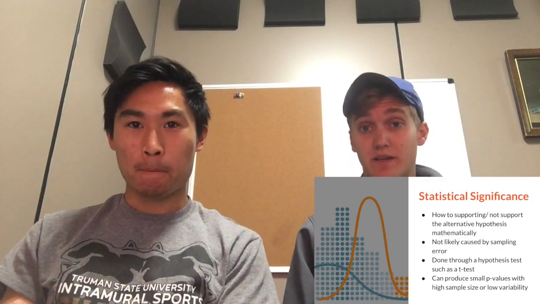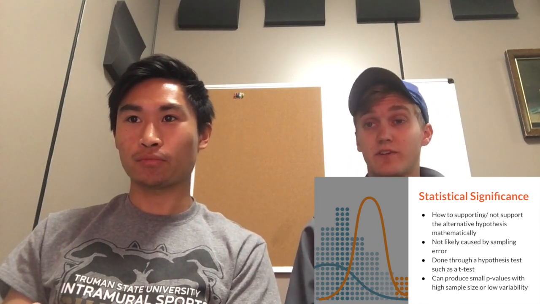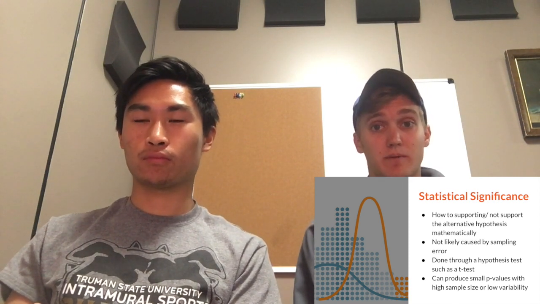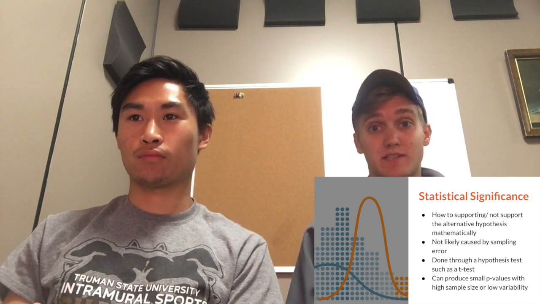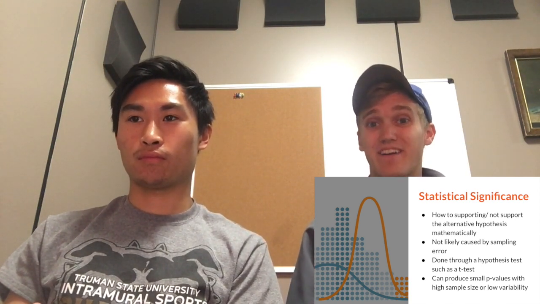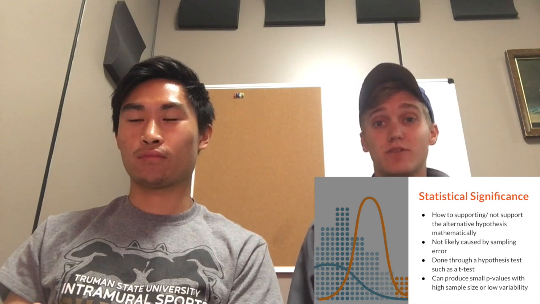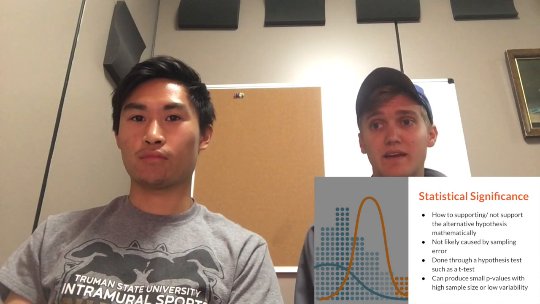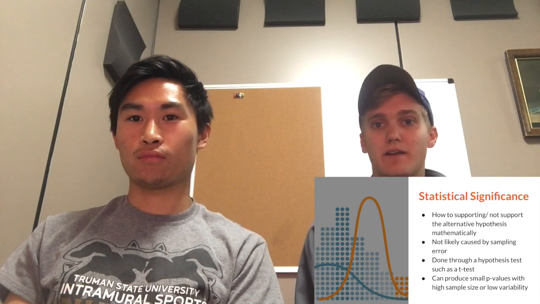Right, so I'll start out and talk a little bit about statistical significance first. This is basically how you support or not support the alternative hypothesis in a test mathematically. And it also implies that you did this without sampling error, and this is done through something like a hypothesis test, such as a t-test. And there are some errors that we can talk about later, but let's go to an example first.